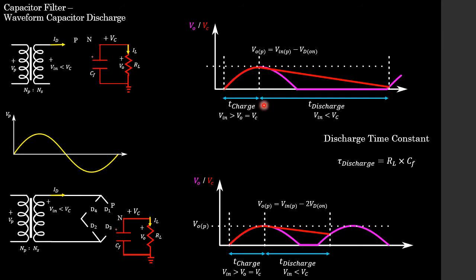And if we look at the time that it takes for our capacitor to discharge for either our half-wave rectifier or our full-wave bridge rectifier, we can determine that discharge time constant, which is simply tau discharge, is equal to our load resistance multiplied by our capacitor value.